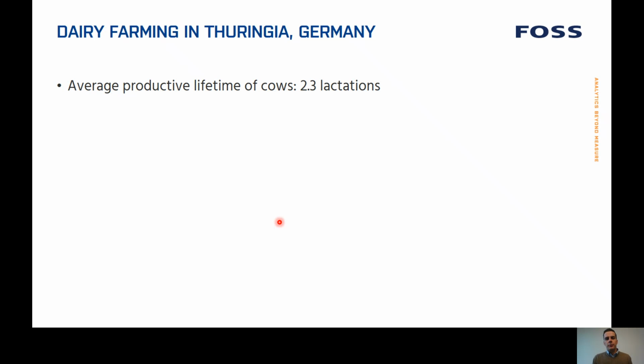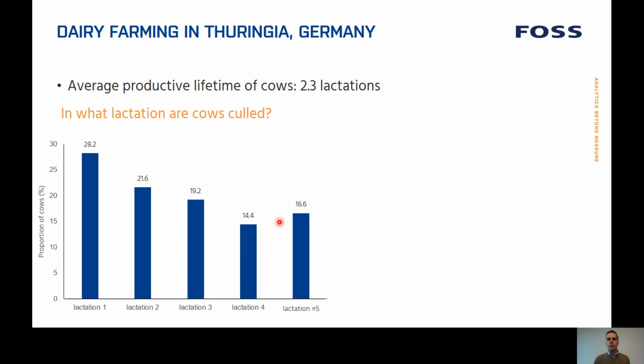What was found in this part of Germany, which is in the eastern part of Germany, was that the average productive lifetime of cows was at 2.3 lactations. And most people in the dairy sector are quite unhappy about this number because they all think it's too low and they are wondering what to do about it.